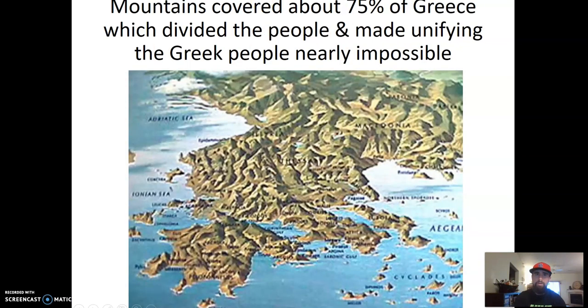Like I said earlier, their mountains cover about 75% of Greece, which divided the people and made unifying the entire country of Greece nearly impossible. And we'll get to later on how Greece is able to unify, and it's usually by the same common threat, and that'd be the Persian Empire. But again, that won't be till later on. So at this point in our lecture, Greece is pretty much divided amongst their people.